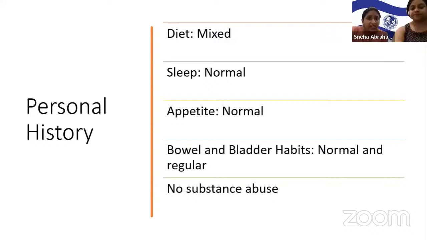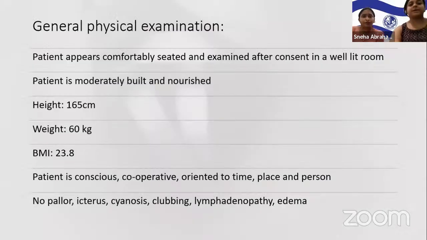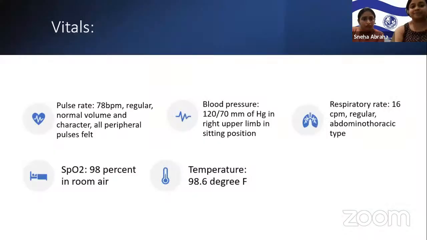He has a mixed diet with normal sleep and appetite, with normal and regular bowel and bladder habits, and there was no history of substance abuse. Coming to general physical examination, the patient appeared comfortably seated and was examined after taking a consent in a well-lit room. The patient was moderately built and nourished with a height of 165 centimeter and a weight of 60 kg with a BMI of 23.8 kg per meter square. The patient was conscious, cooperative, well-oriented to time, place, and person. There was no pallor, icterus, cyanosis, clubbing, lymphadenopathy, or edema.